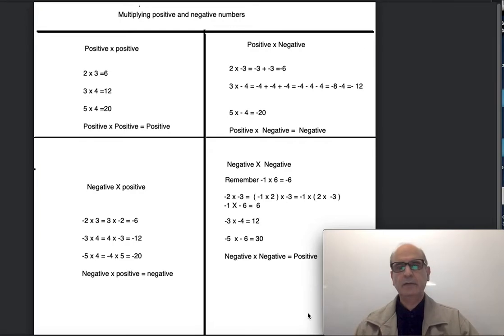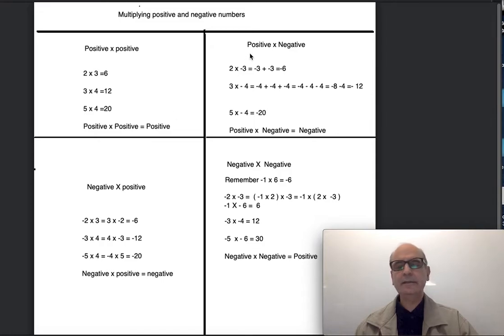Hi there. Today we are looking at multiplying positive and negative numbers. We already know that any positive number multiplied by another positive number gives us a positive number. For instance, 2 times 3 is 6, 3 times 4 is 12, 5 times 4 is 20. So any positive number times by another positive number will result in a positive number.